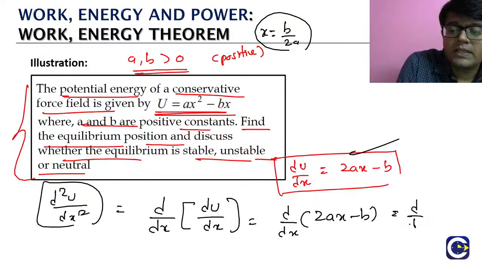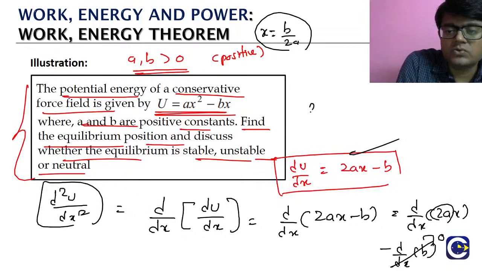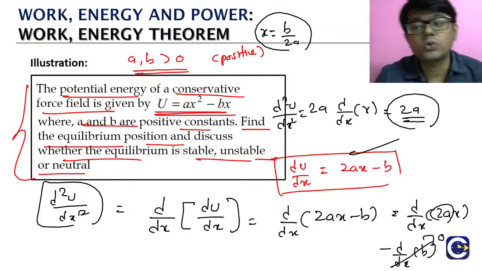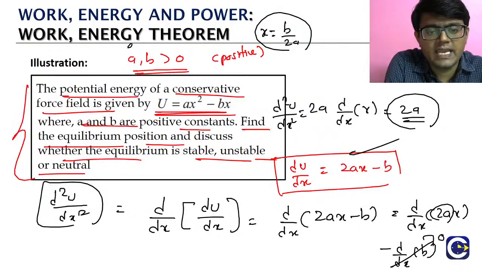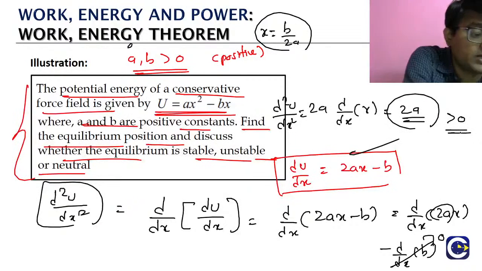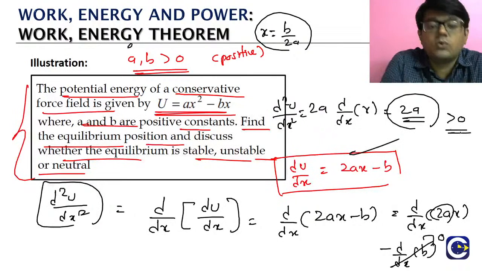What is it? Derivative of 2ax minus derivative of b. Derivative of b, since it's a constant, is 0. Here 2a comes outside, so 2a into derivative of x, which is just 2a. This is the second derivative. Now look, what value does the second derivative come to? 2a. We already know a is positive, they have given that a and b are positive constants, which means the second derivative is coming out positive. Do you remember what it is representing when the second derivative is positive, and the first derivative is 0?